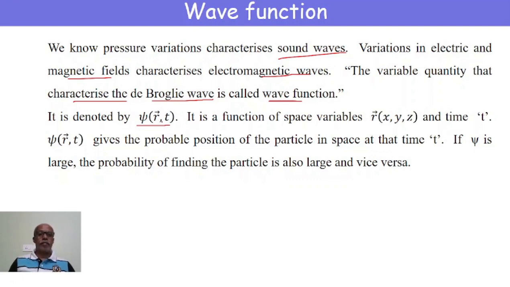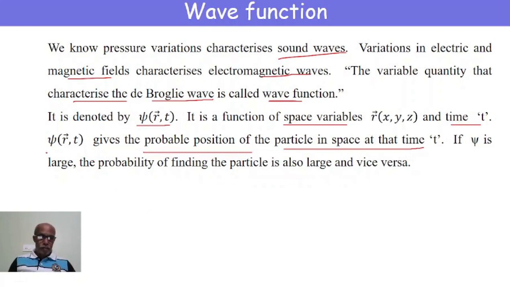This psi of r and t is a function of space variable r and time t. Space variable r is again a function of xyz coordinates, and t is the time factor. And this psi of r and t gives the probable position of the particle in space at any instant of time t.